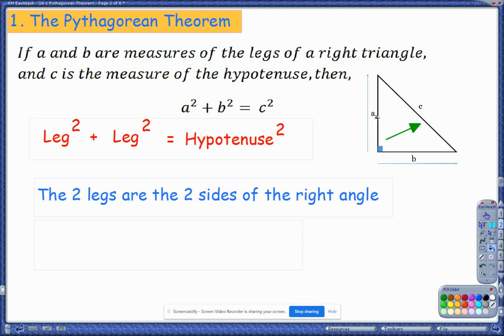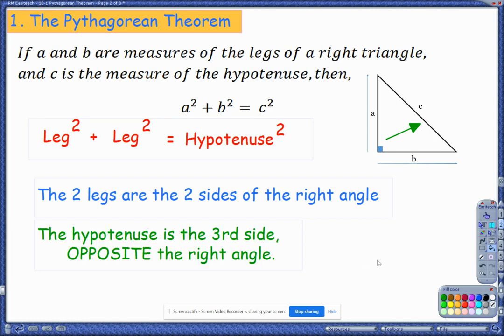Now remember that you pay attention to which one is the leg and which one is the hypotenuse. Otherwise, you could end up with the wrong calculations. The hypotenuse is the third side. It is opposite the right angle, and it's also the largest side in the right triangle. The largest side is opposite the largest angle, so it's the largest side in the triangle.